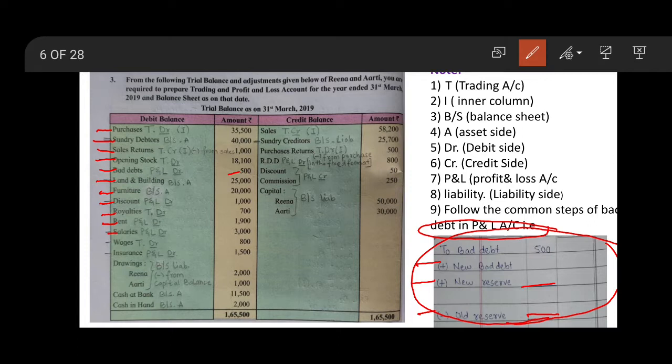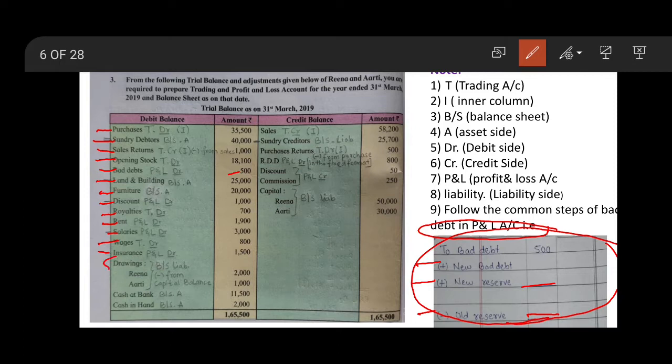Salaries with adjustments, profit and loss account debit side but in inner column. Again wages, trading account debit side in the inner column as it follows the adjustments. Insurance again with adjustments, profit and loss account debit side in the inner column.